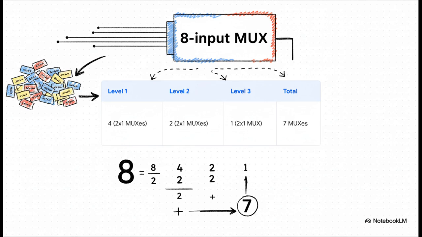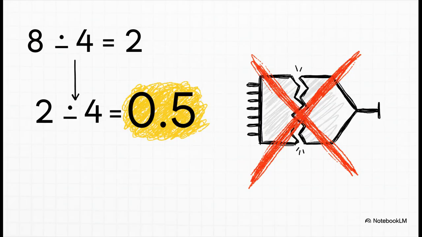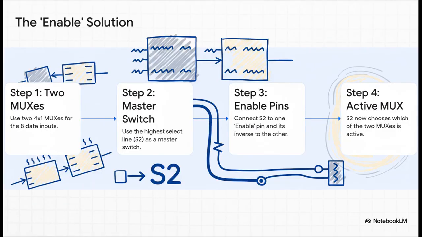Pretty neat, huh? But what happens when the math doesn't play nice? What if you need to build that same 8-input mux, but this time you're using 4-input muxes? Okay, so you do the math. 8 divided by 4, that's 2. But now you're stuck. You try to divide 2 by 4, and you get a fraction. You get 0.5. The whole method just breaks down. You can't exactly use half a mux, right? So now what do you do? Well, this is where some really clever engineering comes into play.